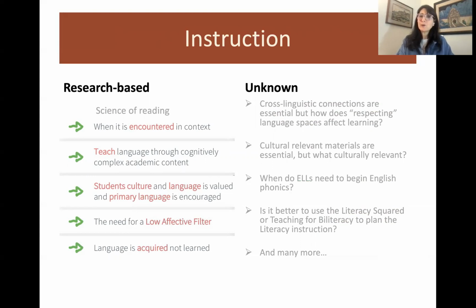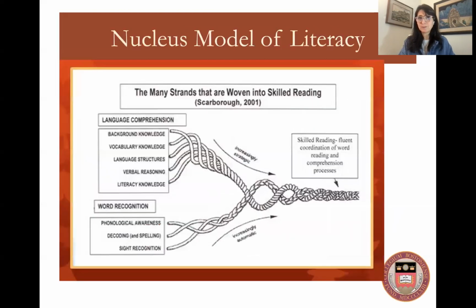And then also the question of, is it better to use the Literacy Squared or the Teaching for Biliteracy format to plan literacy? And we'll talk about what those two formats entail in the literacy instruction. And there's much more. So there's things that we know for sure, there's things that are unknown, and there's things, I'm sure, that will continue to expand as we move forward with research. So this is one of the things we know for sure.